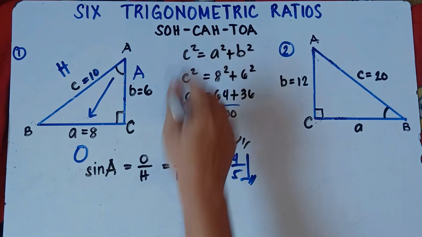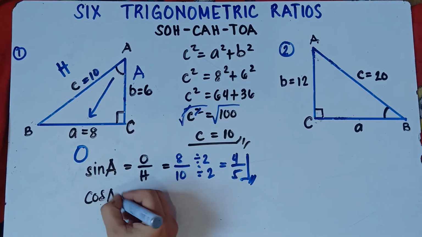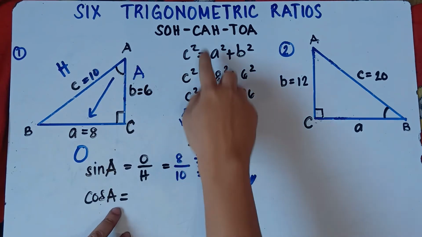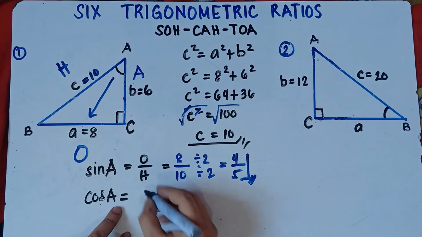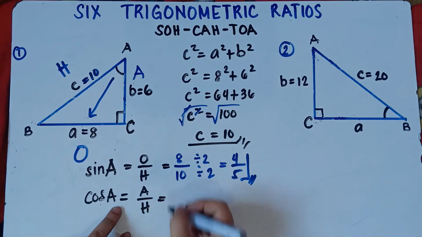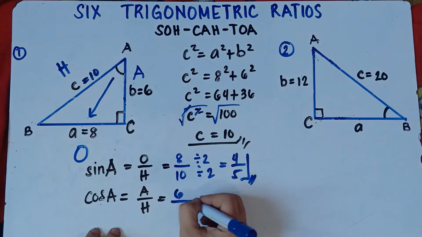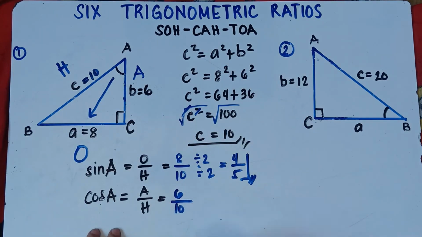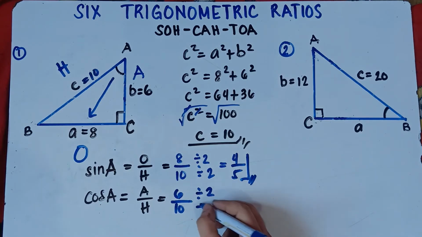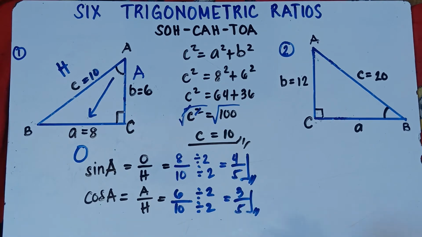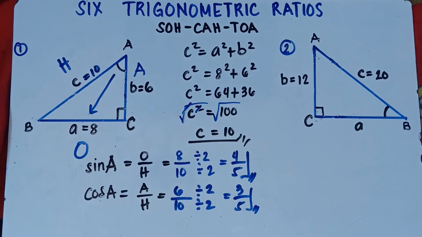Alright, let's have cosine. So cosine A. Once again, we're referring to angle A. Cosine is adjacent over hypotenuse, so A over H. So our adjacent is 6. So 6 over hypotenuse is 10. Check, can we reduce? Yup, we can reduce. We can divide this one by 2. 6 divided by 2 is 3. 10 divided by 2 is 5. That's it, class. That's the answer for cosine A.